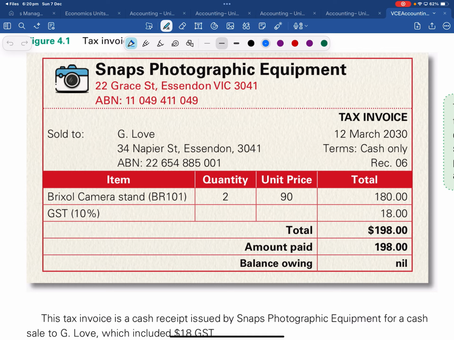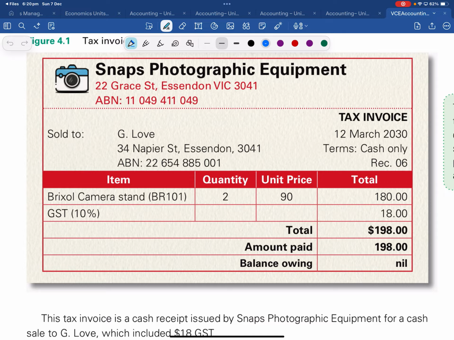And then I heard somebody say tax invoice. Is it a tax invoice? Yes, it says tax invoice. However, this is a receipt. Anybody see this one? You said balance owing is nil. That's why you said receipt, yes? So this one you didn't see? You have to read properly.